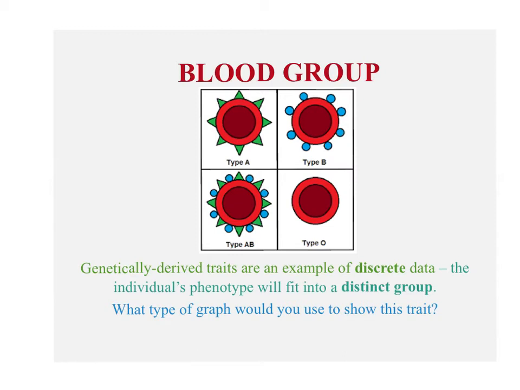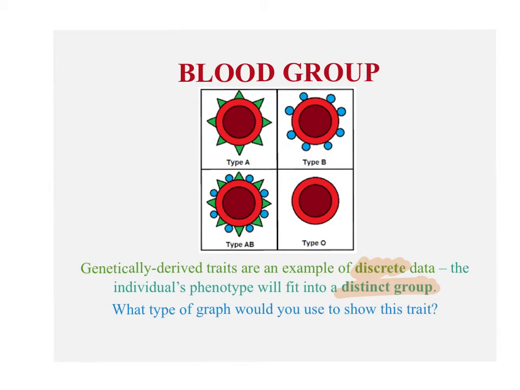Now for the next few lessons, we've got to look at how we would graph or show these kinds of data, these kinds of characteristics, on graphs and in various ways. Genetically derived traits are generally an example of discrete data, that is to say they fit into individual distinct groups. So you could be type A, type B. But what type of graph do you think you would use to show this trait? And what statistical test could you do to see whether the observed and expected ratios of each of those blood groups was statistically significant? So pause, have a think, maybe do some research and play again when you're ready.